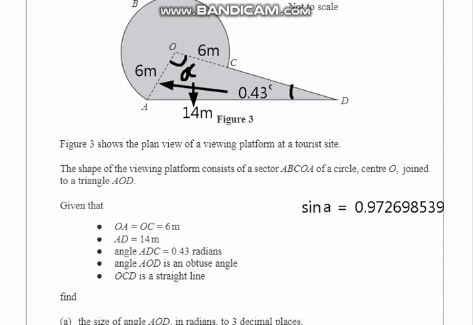Now plugging in these values, sine A is equal to 0.972698539. To find the alpha angle, I'll just take the sine inverse of it, so that will leave me with alpha. Our answer will be 1.336588719. And since they say we have to give every value to 3 decimal places, that will be 1.337.